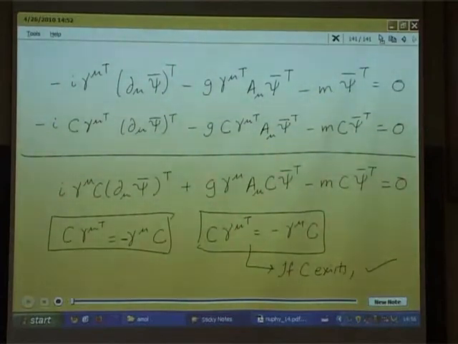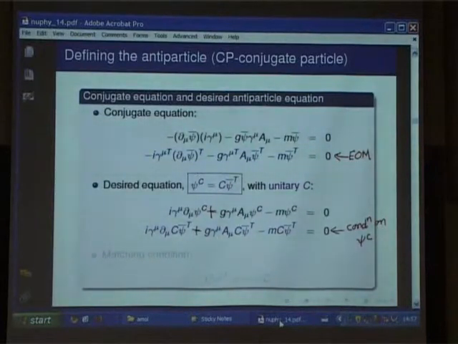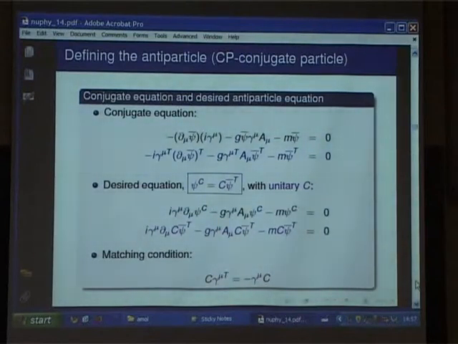And now what happens? If C exists, then I write down my psi C is C times psi bar transpose. So the definition of my antiparticle is this. I take psi, I take its psi bar, I transpose it, and I operate by C. This is my antiparticle. We will need to see it perhaps in the next video. So this is what I call the matching condition. As long as I satisfy the matching condition, I have defined my antiparticle right.